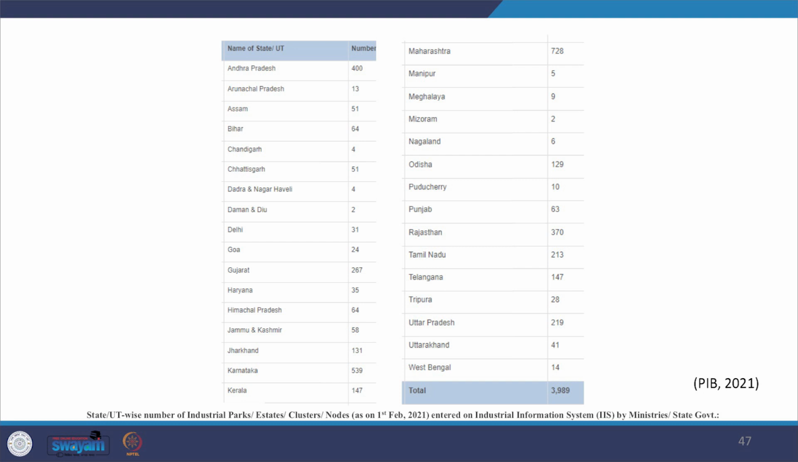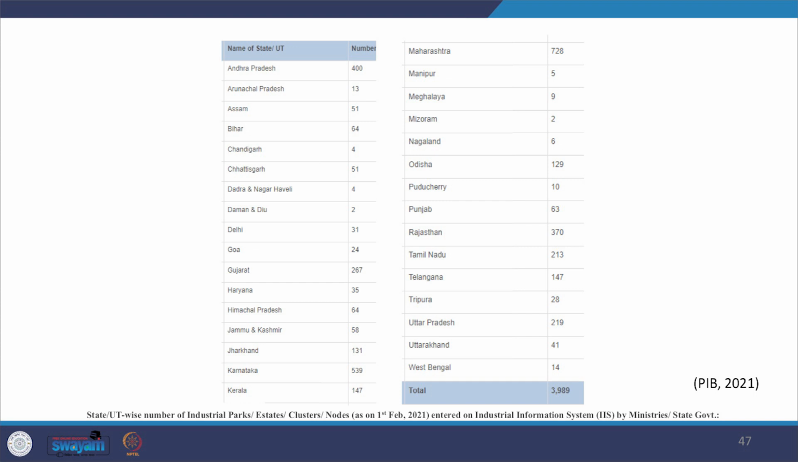As per the data from the Press Information Bureau, Government of India, on industrial parks and industries in the country, as per the lists given, there are a total of 3,989 industrial parks as of 1st February 2021, the maximum being in Maharashtra with 728, followed by Karnataka with 539 and Andhra Pradesh with 400.